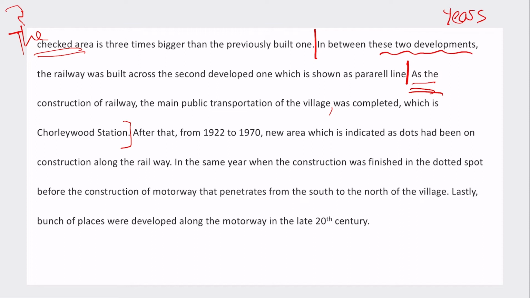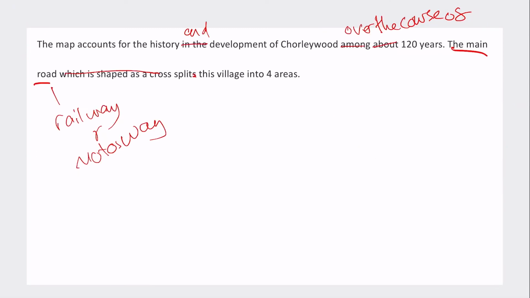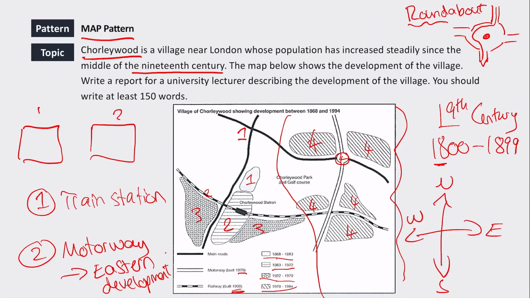As it was completed, the village expanded to the south, or there was increasing housing built to the south. "After that, from 1922 to 1970, a new area which is indicated as dots." This part you don't need. Give me directions. A new area to the south, or a new development south of the train station. What they want to see is that you can describe where things are on a map in relation to each other, okay? It was to the south of the train station, or to the east and west of the main road, or something like that.